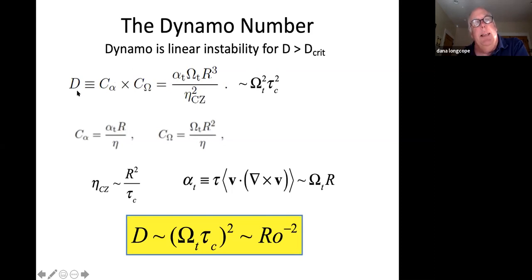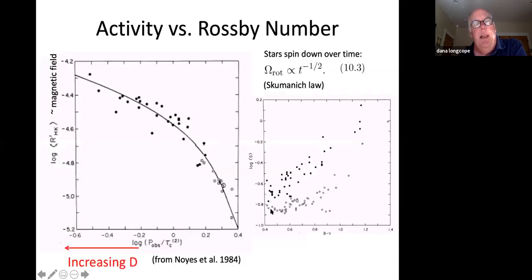So what's really key here is that somehow the dynamo number and the Rossby number are intimately related. And the dynamo number is this thing that's going to tell us if we get a dynamo. And the Rossby number just tells us how the star is rotating and how the convection is working. And this was recognized quite a while ago.